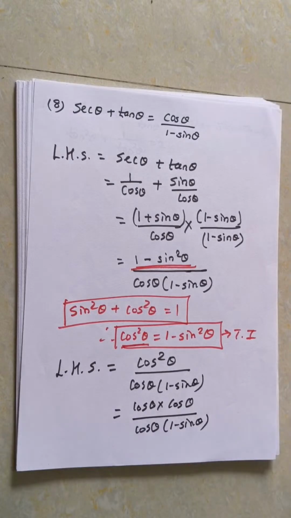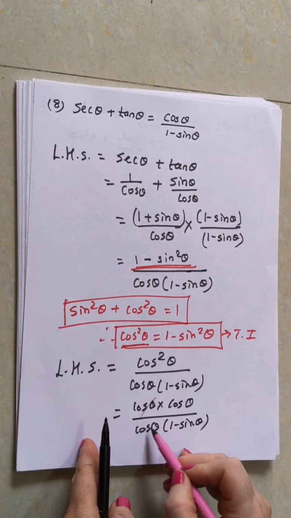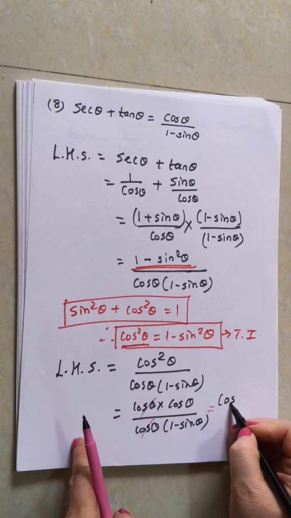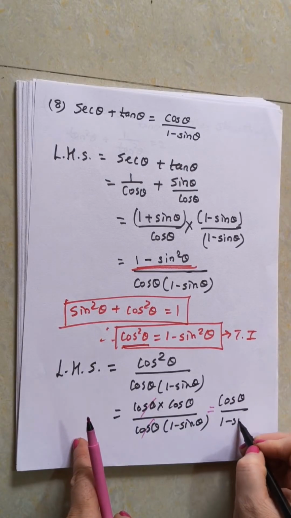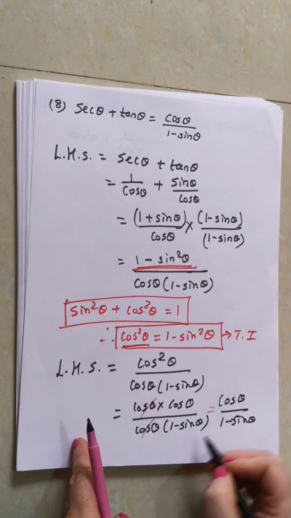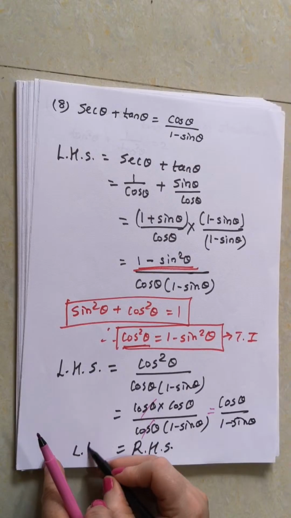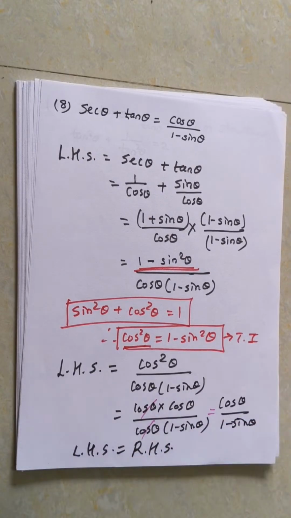Here you can see one cos theta will be cancelled, and what is left? That is cos theta upon 1 minus sine theta. Hence it is proved, because this is only your RHS. So LHS is equal to RHS.